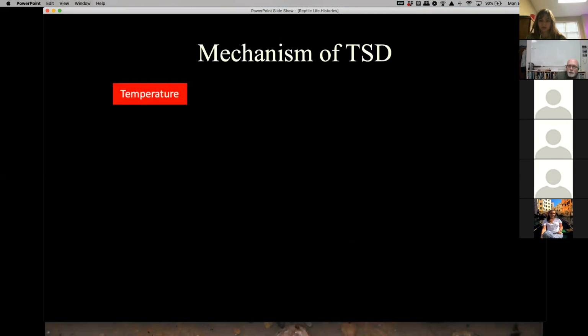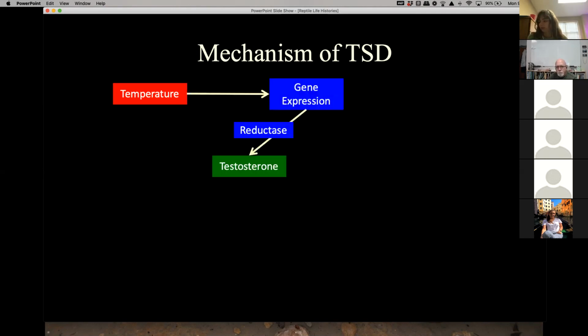So we've talked about the mechanism of TSD. What does temperature influence in temperature-dependent sex determination? The gene expression, which then inadvertently affects like the production of hormones, so like testosterone or estrogen, which then determines sex. Okay, well, you went through the whole thing rather than me asking a series of questions. Sorry, my bad. That's fine.